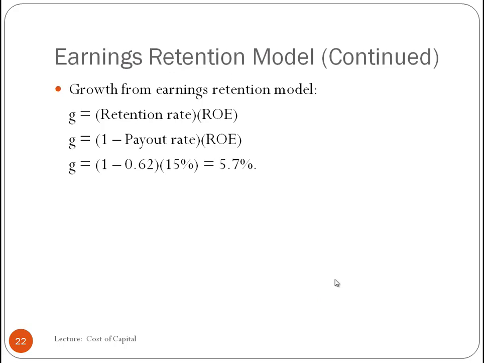And we know the payout rate. We're told that 62% of the ROE is paid out. So 1 minus that, times our return on equity, is equal to 5.7%. So in this case, we can calculate that the growth rate is 5.7%. And we're making an assumption that the payout rate today is going to be consistent with what will be happening in the future. That may or may not be true, but we have to make some assumptions. So this is close to the growth rate that we saw earlier.